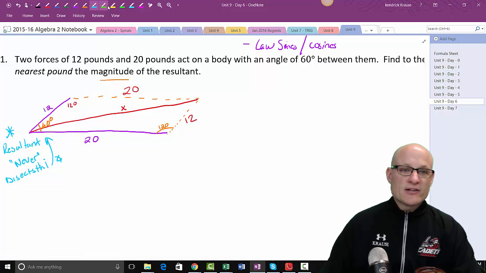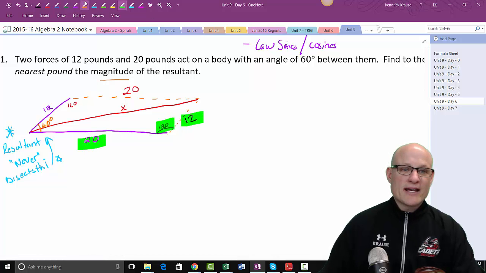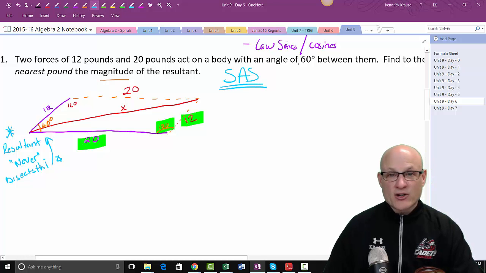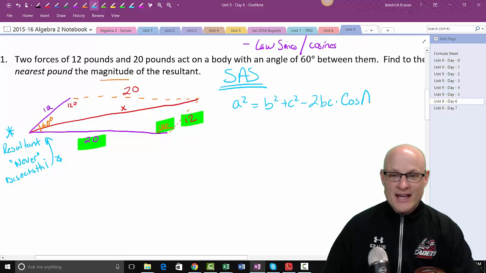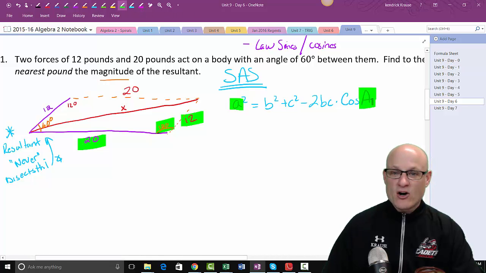I've got a side here, and I've got a side here, and I've got an angle. So what I have is side, angle, side. And because I have side, angle, side, I'm going to be using the law of cosines. Now, if you remember correctly, the law of cosines is this. Little a squared is equal to little b squared plus little c squared minus 2 times little b times little c times the cosine of A. There is nothing magic about a and A. All that means is they are opposite from each other.